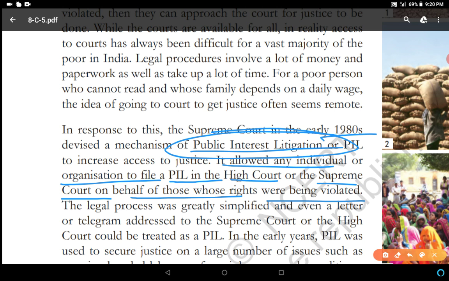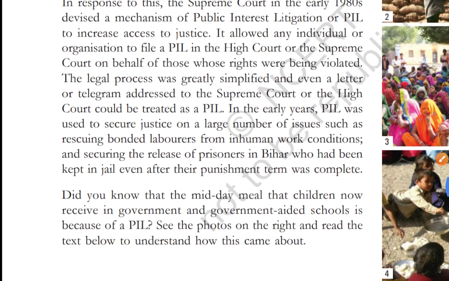The legal process was greatly simplified, and even a letter or telegram addressed to the Supreme Court or the High Court could be treated as a PIL. It means you have no need to go to the Supreme Court and file the case. You just have to write a letter.